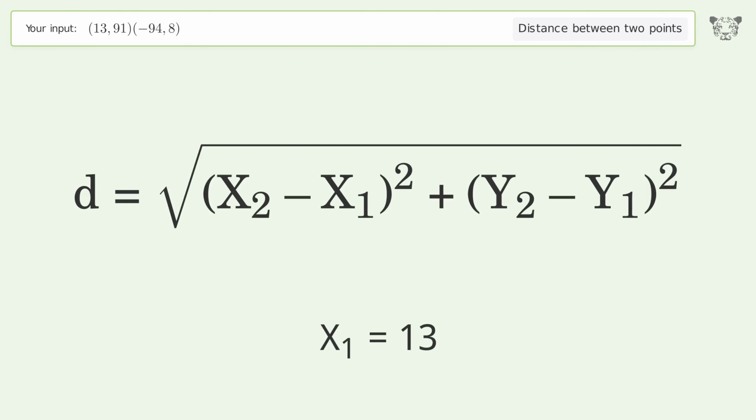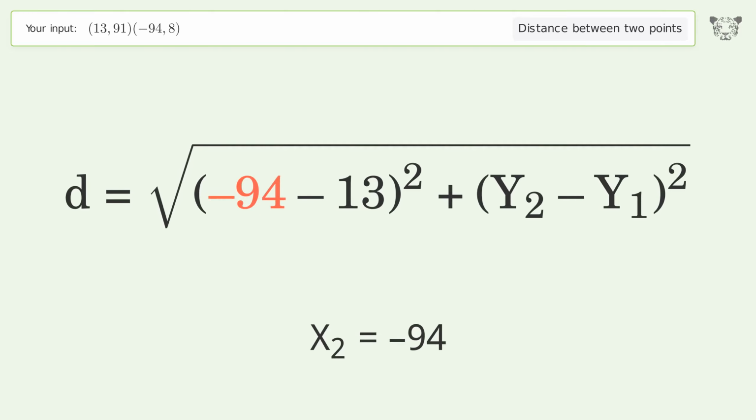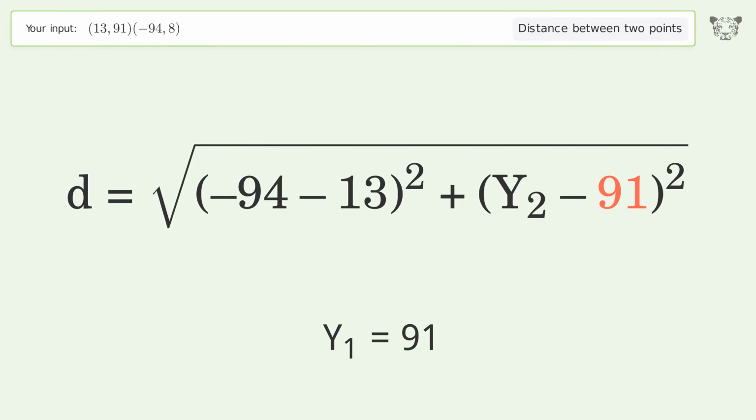x1 equals 13. x2 equals negative 94. y1 equals 91. y2 equals 8.